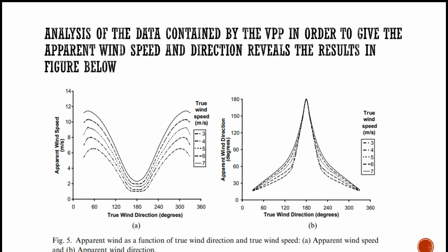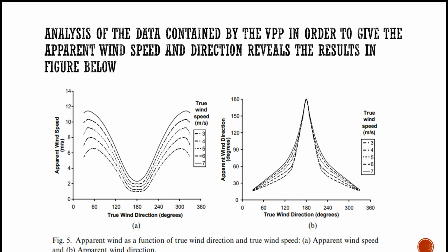Now, going briefly over the results, it can be seen that if a direction is taken such that the true wind direction is near 180 degrees, then the apparent wind speed is very low. As a result, the yacht is able to attain speeds which are similar to the true wind speed. However, if the true wind direction is sufficiently away from 180 degrees, then the apparent wind speed is considerably larger, and the boat can attain higher speeds than the true wind speed.